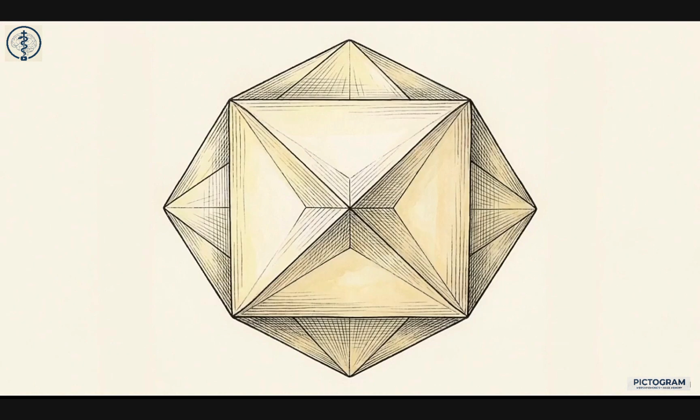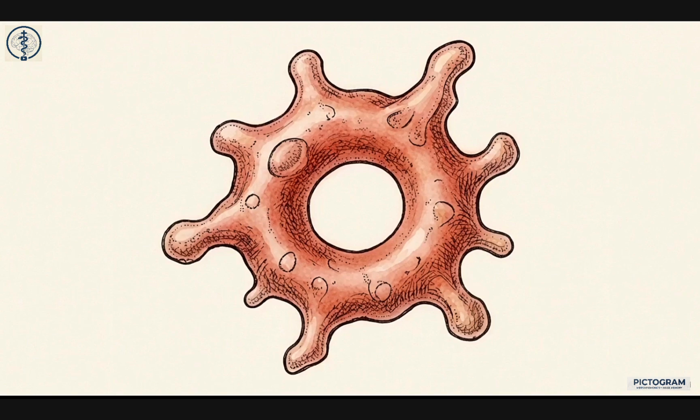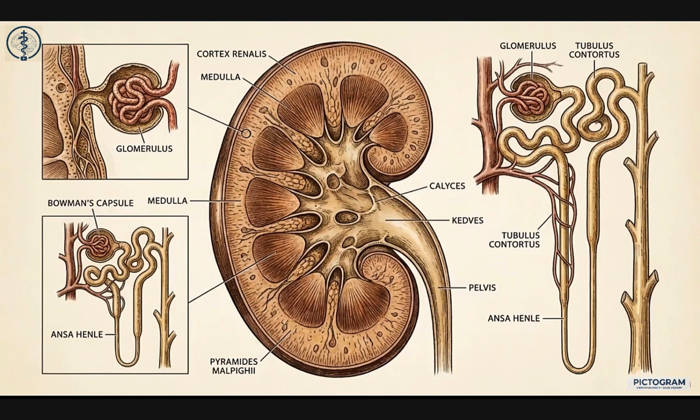By analyzing the shape of crystals, the cellular composition of casts, and red blood cell morphology, clinicians identify the specific pathophysiological mechanism and anatomical coordinate of renal disease.